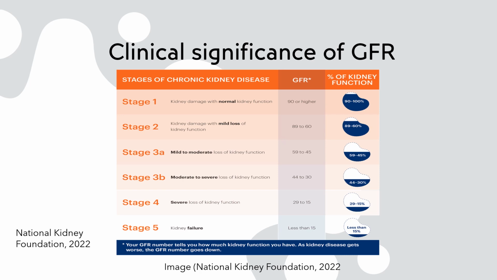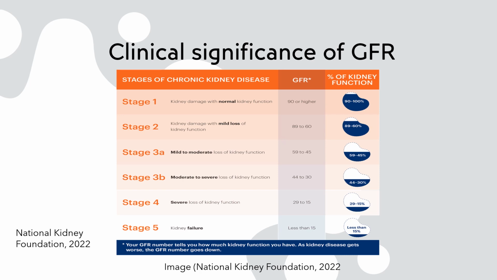The normal range of the GFR is 60 or higher. A GFR below 60 shows kidney disease, and you can see that on here. Kidney damage with normal kidney function, that's stage 1, 90 or higher. Stage 2 shows kidney damage with mild loss of kidney function. That's your GFR somewhere between 89 and 60. Stage 3A shows mild to moderate loss of kidney function. That's somewhere between 59 and 45 GFR.